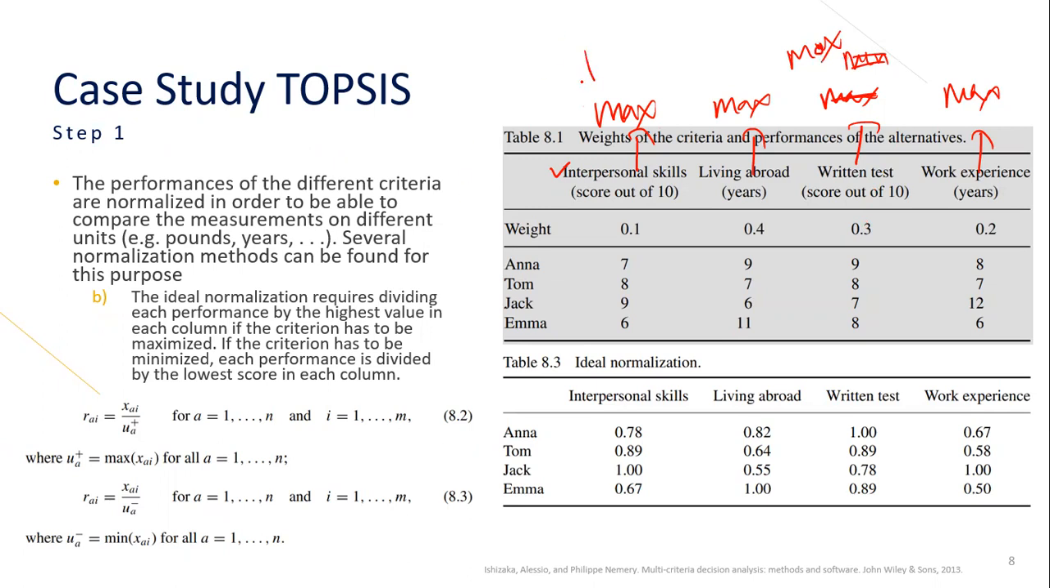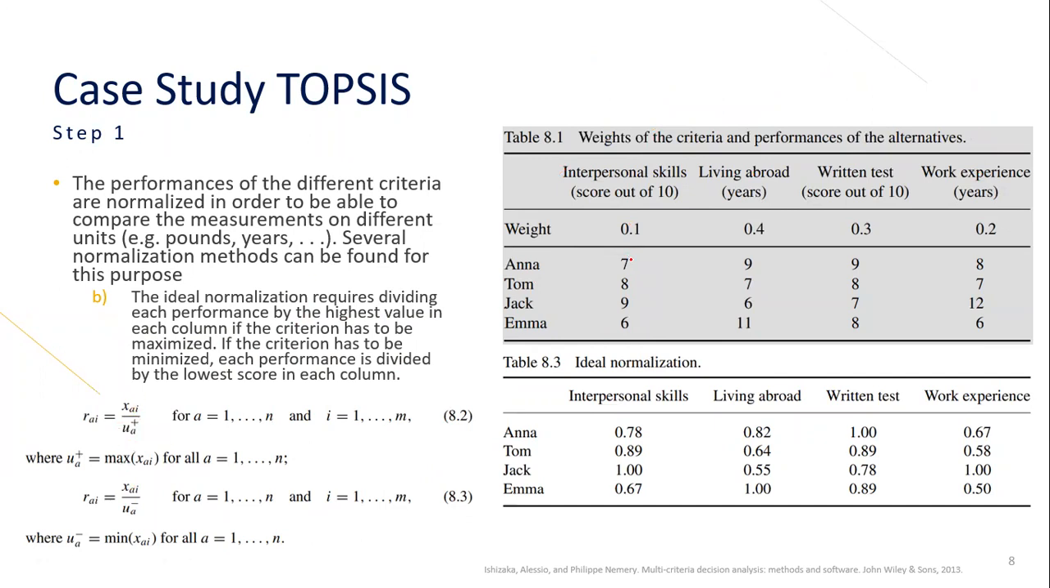Okay, for the criteria that is going to be max, you use this formula. What is this formula? XAI, you already know, right? This one. But what is UA plus? UA plus means the highest value in each column. So the highest value here. Okay. And what is UA minus? UA minus is the lowest score in the column. So for the maximum criteria, you find the highest value.